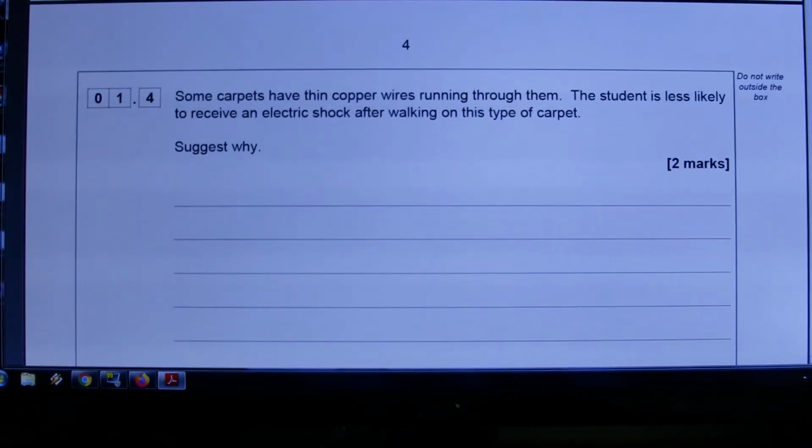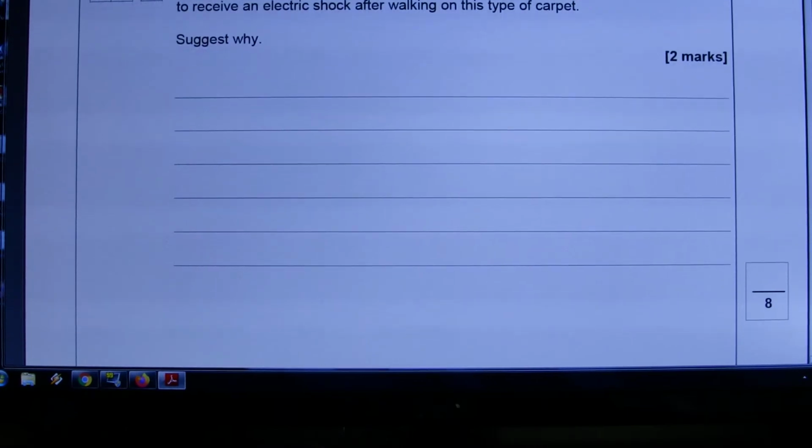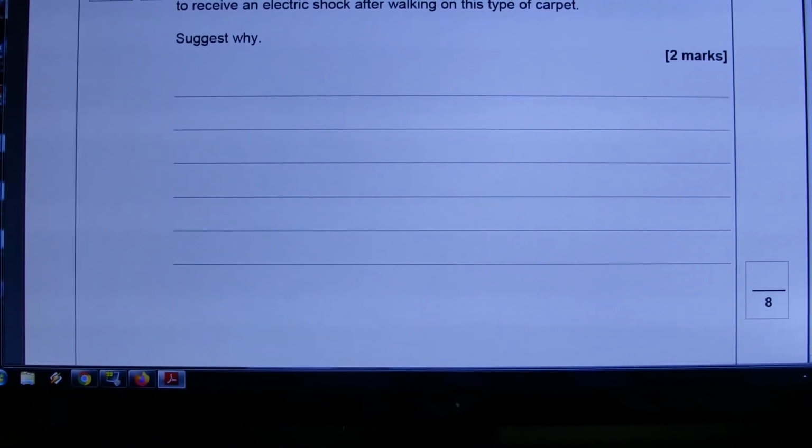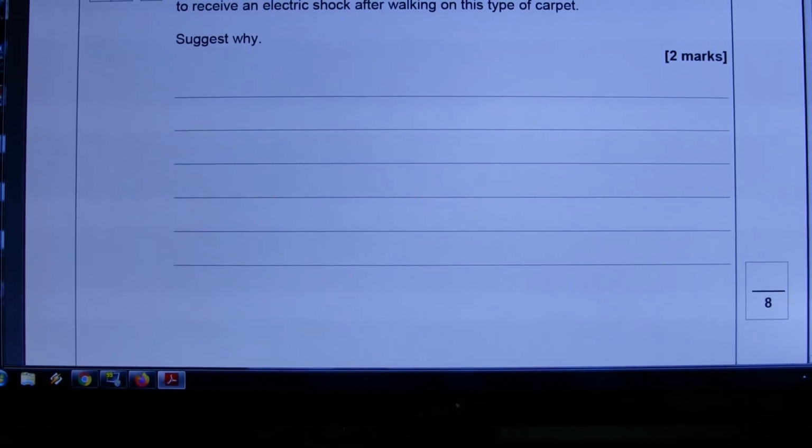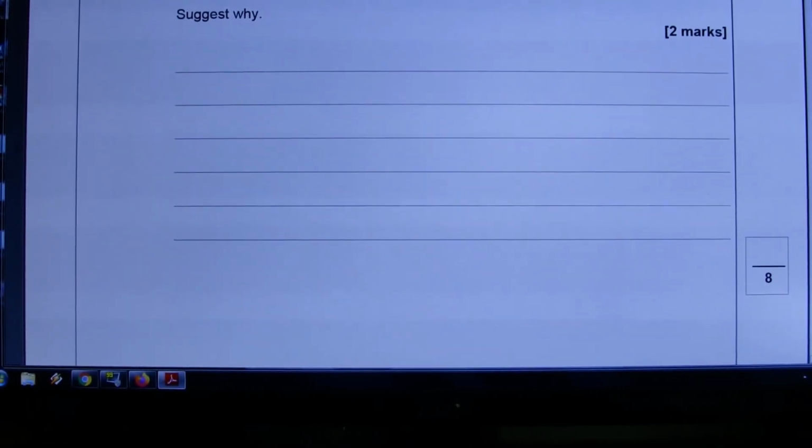Next page. Some carpets have thin copper wires. See above. They conduct electricity. The student is less likely to receive an electric shock after walking on this type of carpet because every time the student touches a copper wire, the tiny charge that has built up since the previous time the student touched a copper wire gets earthed. And the currents involved are small enough not to qualify as electric shock.